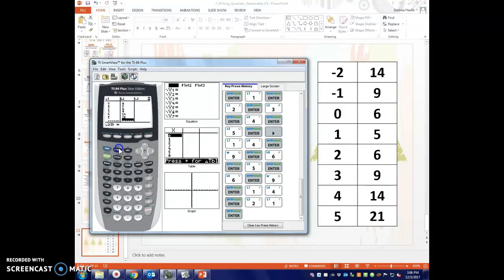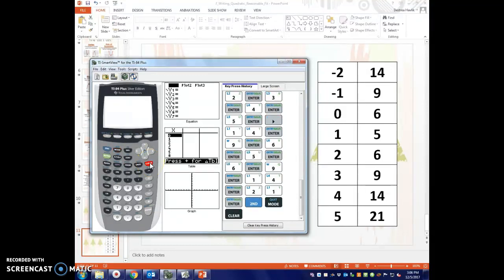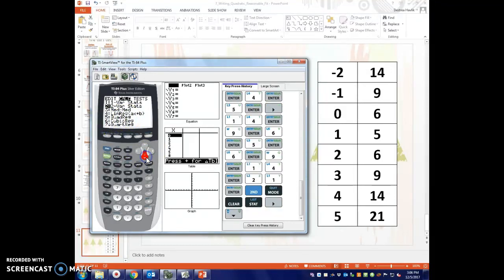Okay, so now we quit. Get out of there. Let's clear this. Go back to stat, over to calc, and remember this one's a quadratic, so we want the quadratic. So we choose number 5. 5, enter. There you go.